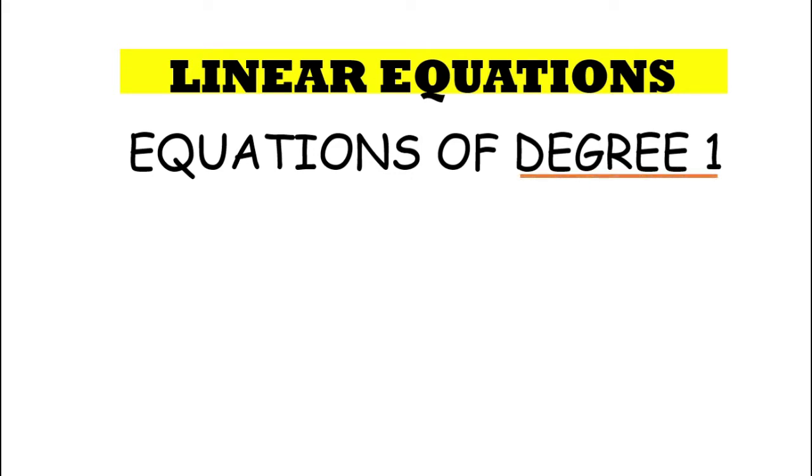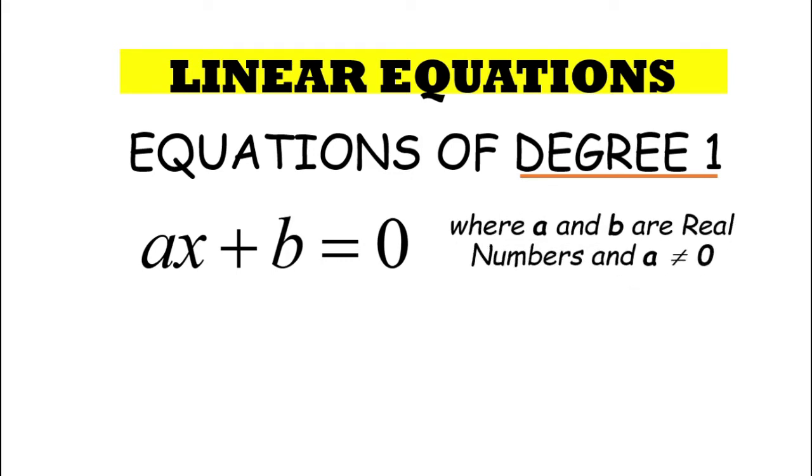Degree 1 means that the highest exponent of our unknown variable, or ang value ng variable na hinahanap natin, must be 1. To understand more about it, let's have the standard linear equation, which is ax plus b is equal to 0, where a and b are real numbers and a is not equal to 0. A and b here are given real numbers. This leaves us x to be our unknown variable.